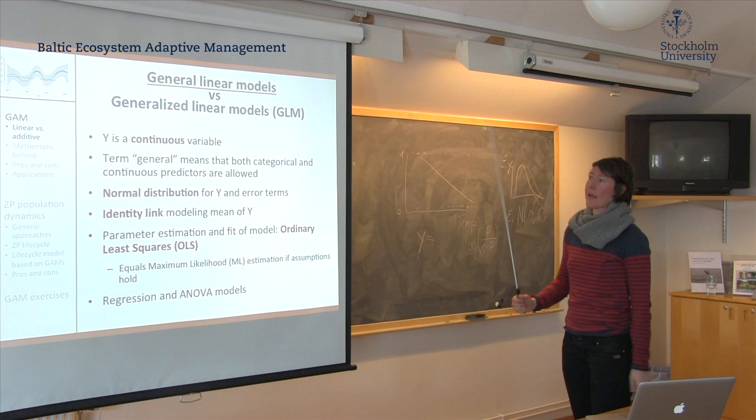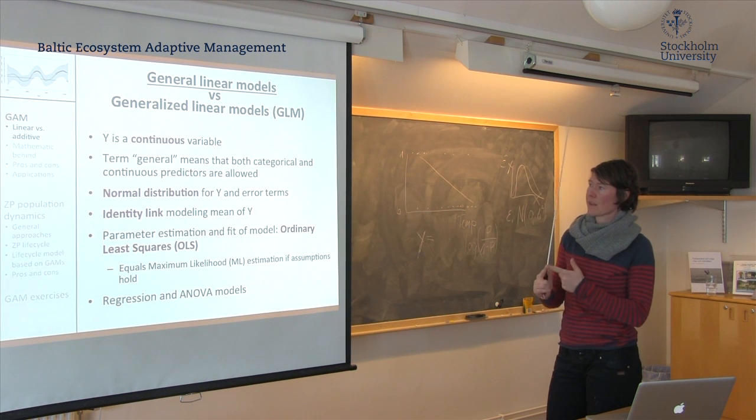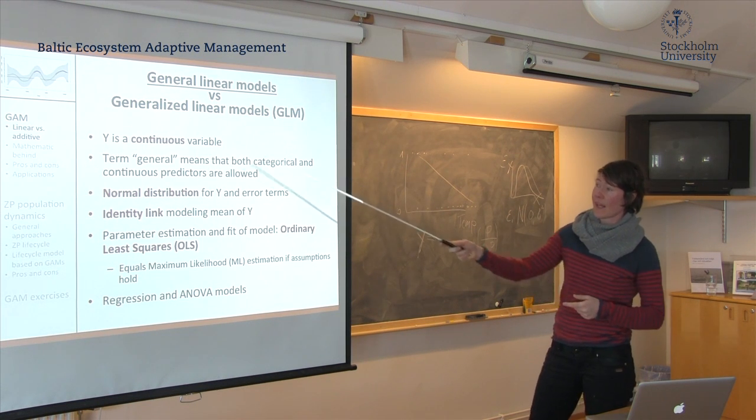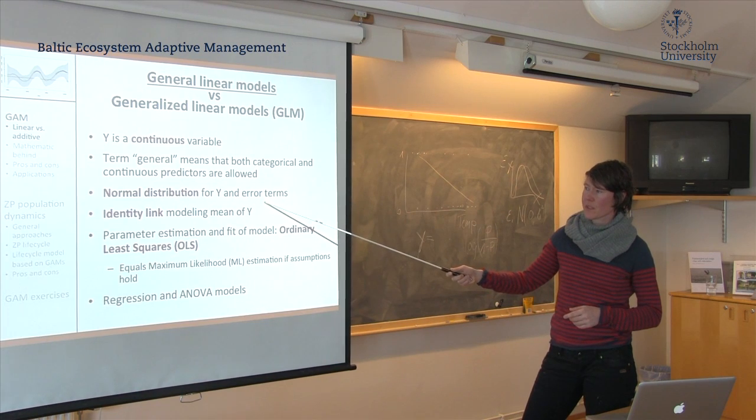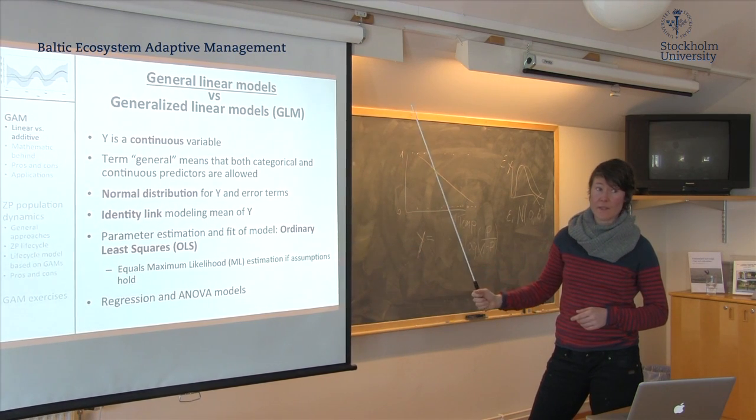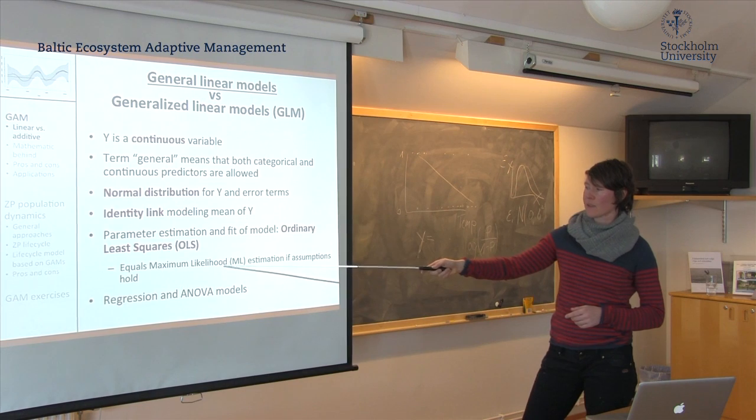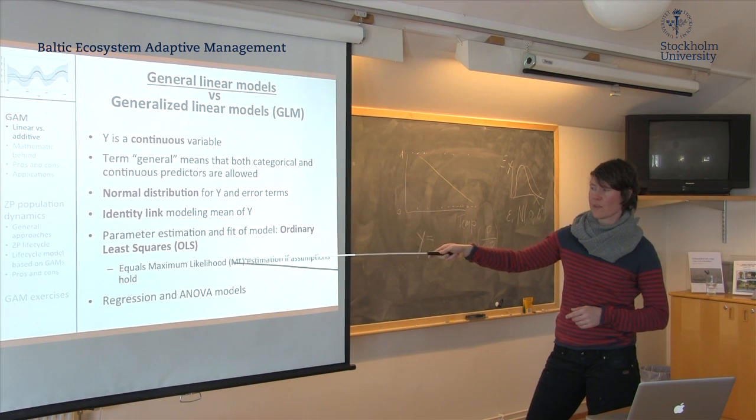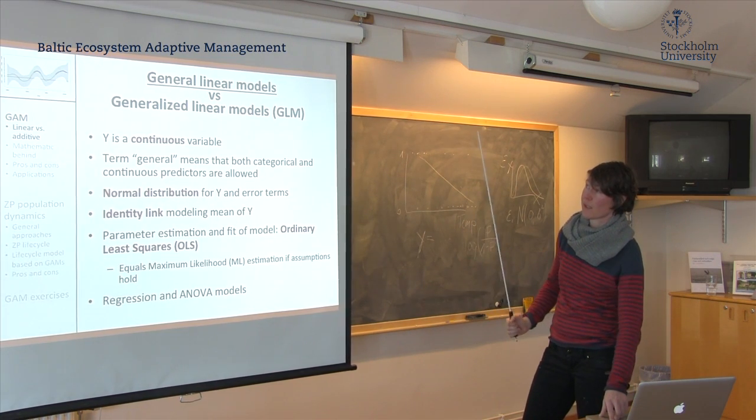So to differentiate, again, the general linear model means y is a continuous variable. The term general means that the predictor can be categorical and continuous, but only the predictor can be. It has to be normally distributed, it's the identity link, and also important, the parameter estimation is called ordinary least squares. The other ones have the maximum likelihood estimation, and if the assumption holds, then the result is the same. And again, regression and ANOVA are considered as general linear models.